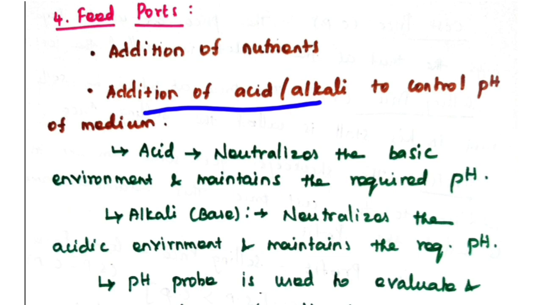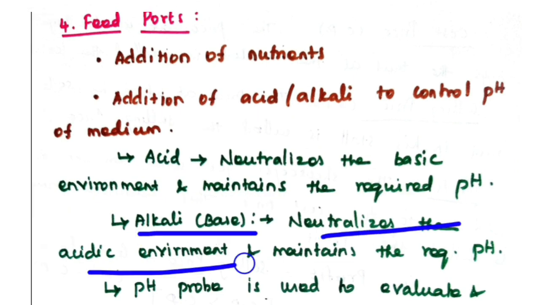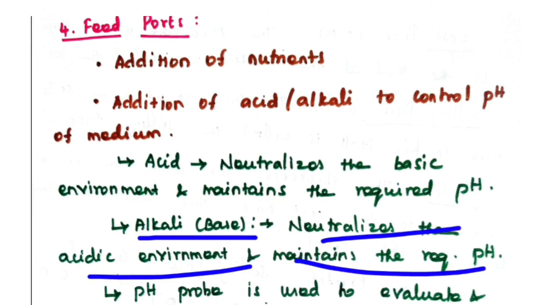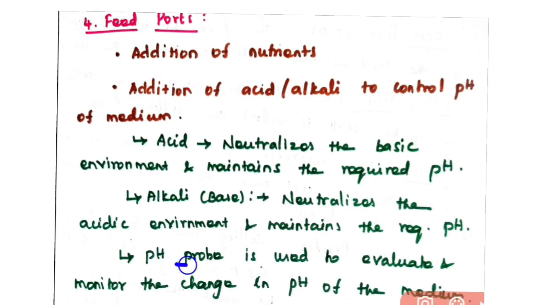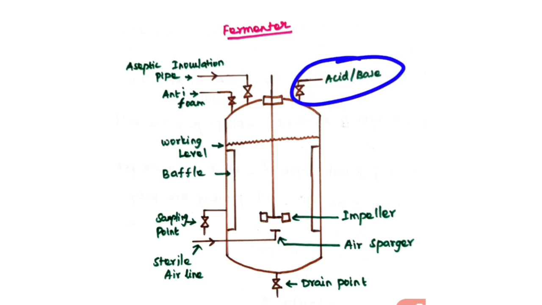You have to add acid to neutralize the basic environment and maintain the required pH. Then alkali is used to neutralize the acidic environment and maintain the required pH. So the pH probe is used to evaluate and monitor the change in the pH of the medium. So this is your acid or base port, and this is your aseptic inoculation pipe, and a separate port for adding nutrients, adding medium to the fermenter.